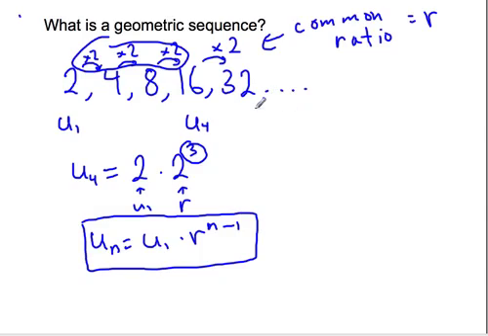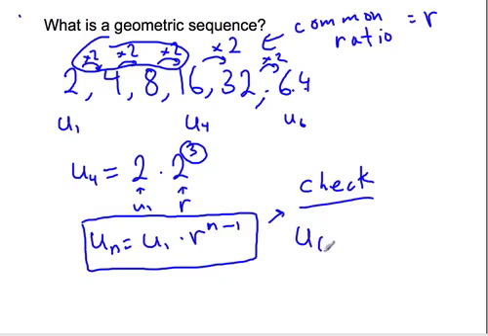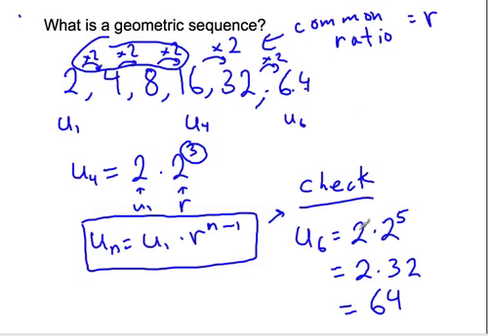So let's check if this works out. The next term in the sequence, the u6 term, should be 64. If I multiply by 2, I get 64 here. So let's check our formula. U sub 6 equals, now u sub 1 is 2, the common ratio is 2, and 6 is n, so n minus 1 is going to be 5. So we're going to have 2 times 32, which is exactly what we predicted, 64. So this formula works for finding the nth term in a geometric sequence.